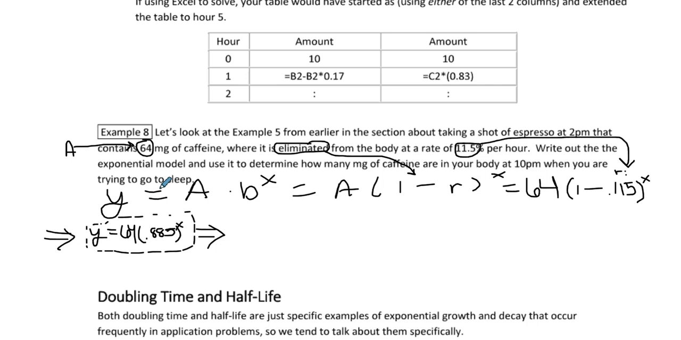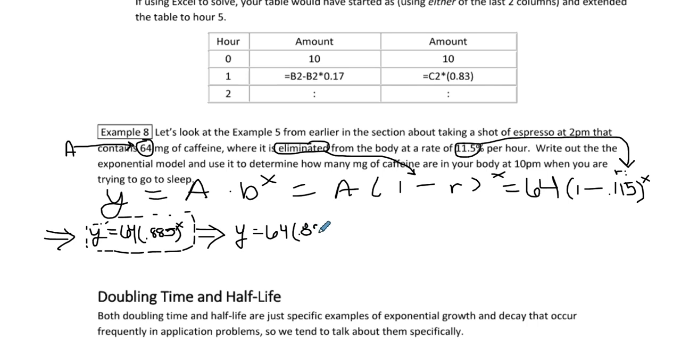All right, so now that we have this completed model, we want to use it to answer the question. The question is, how much caffeine would be left in our body at 10 p.m.? 10 p.m. is 8 hours after the initial quantity, which was the 64, was ingested at 2 p.m. So this means we're going to be subbing in that 8 for x. So we're going to have our 64 times, oops, I didn't mean to erase all of that. y equals our 64 times 0.885.